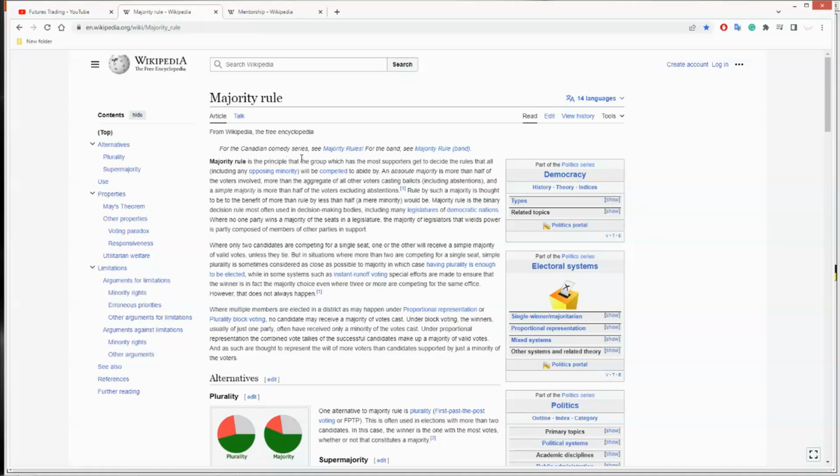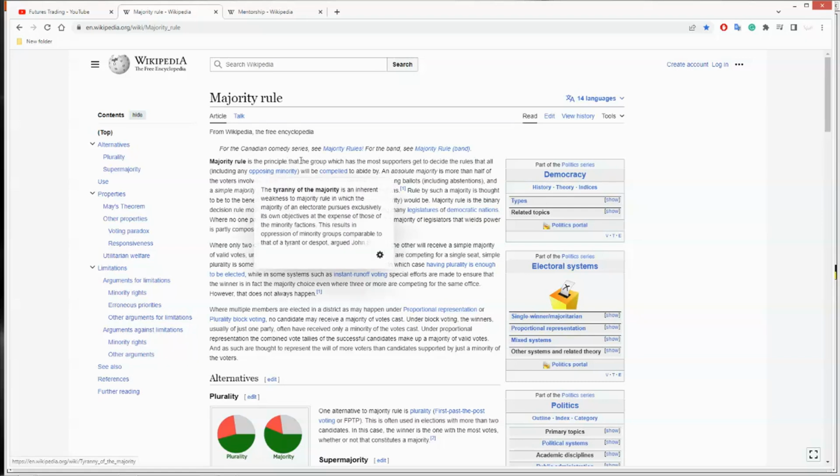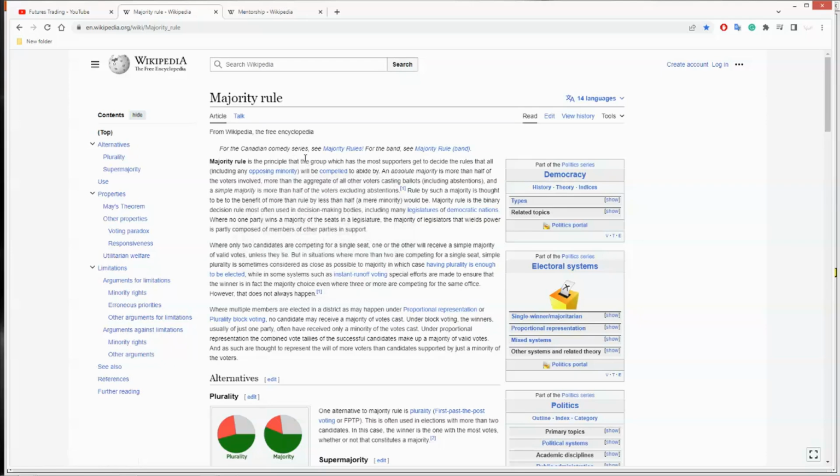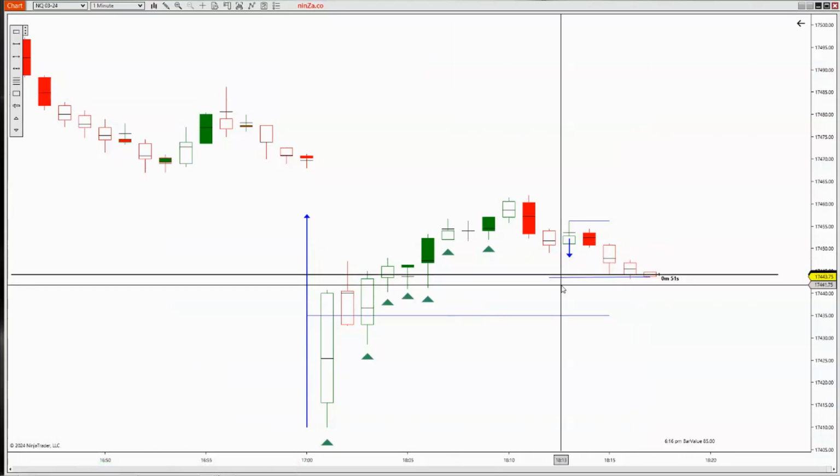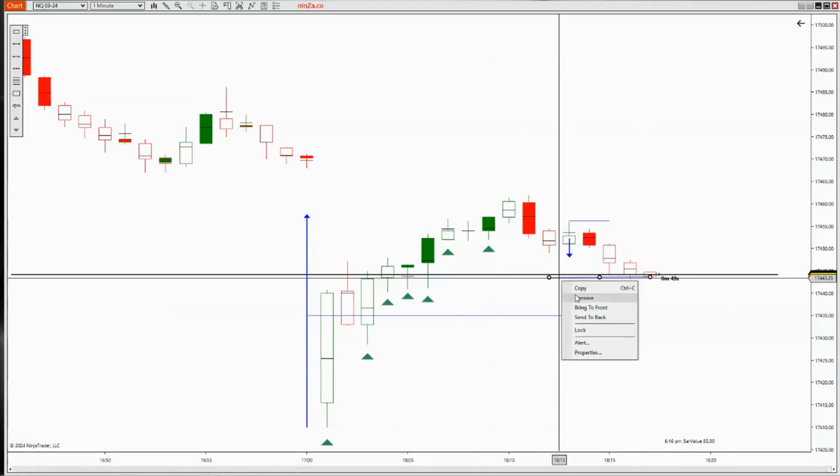It's a principle that will work, and you can't change its function. That's just how it works: the group which has the most supporters gets to decide the rules that all, including any opposing minority, will be compelled to abide by. So it's only two positions here, majority and minority. I want to make sure that you understand that. So there's your target.